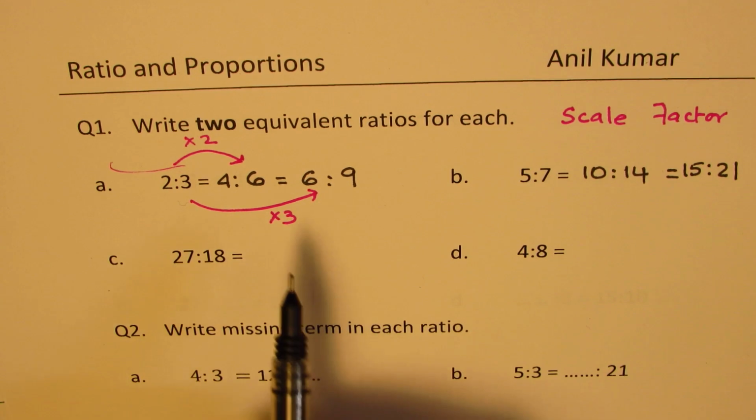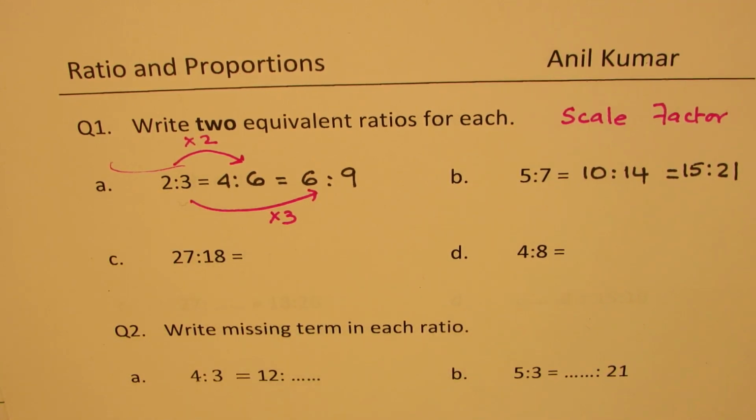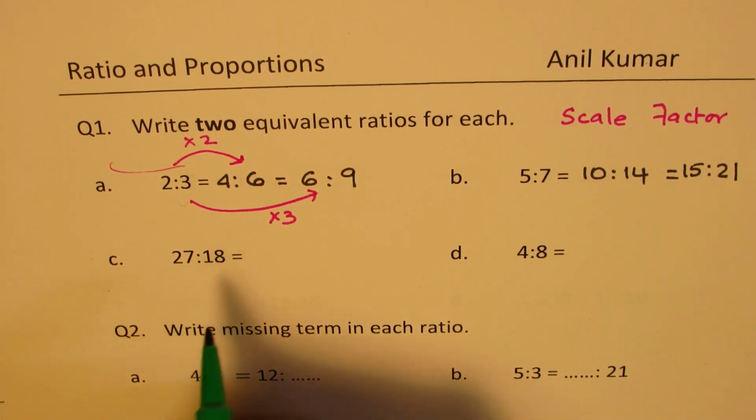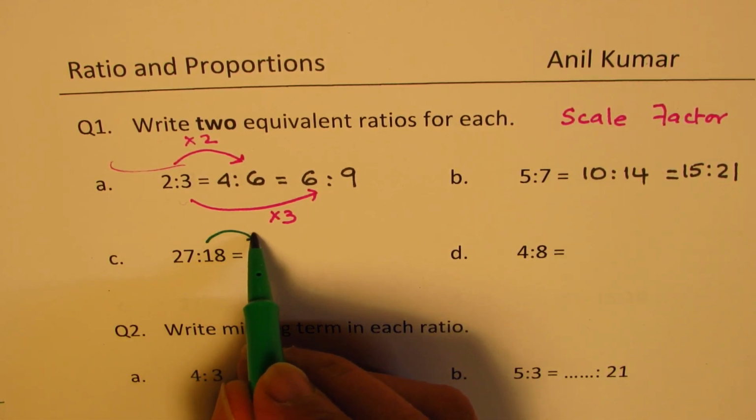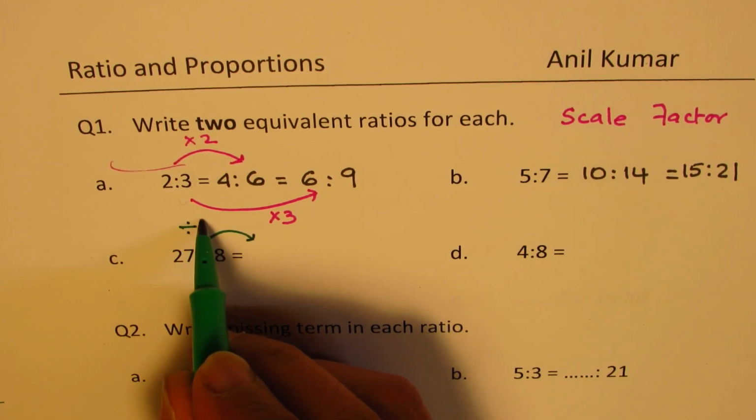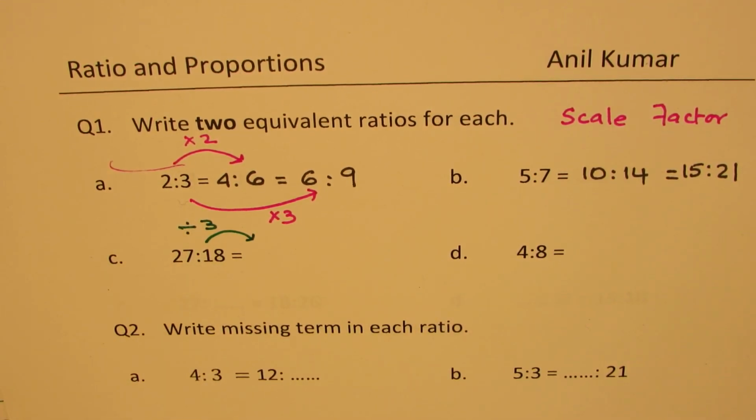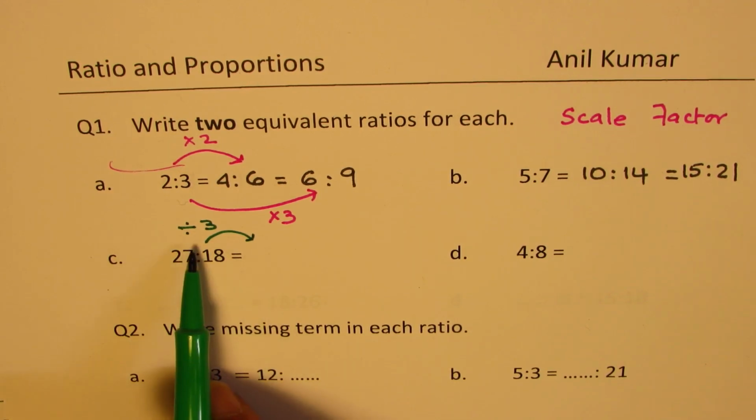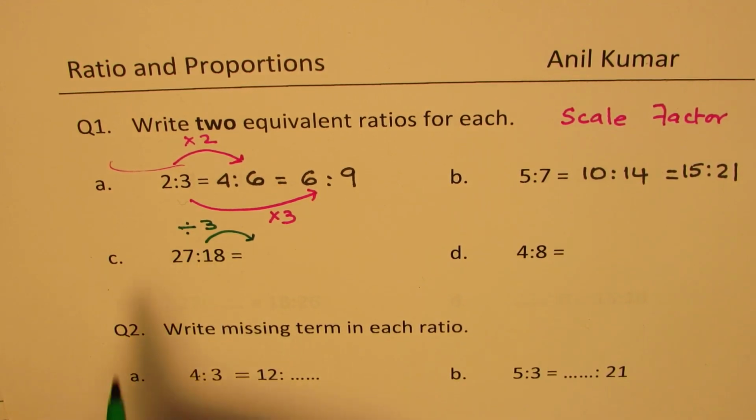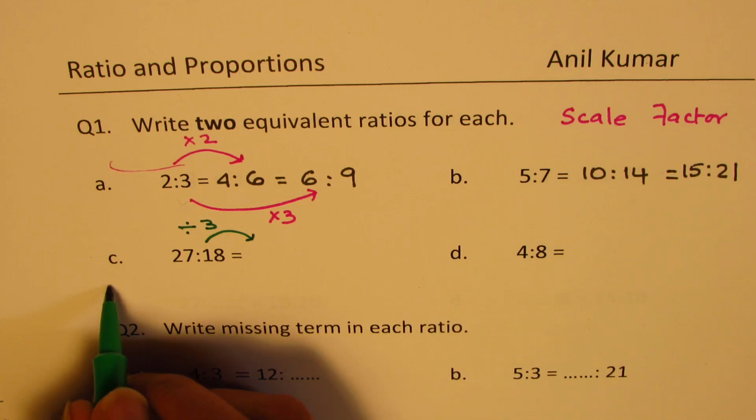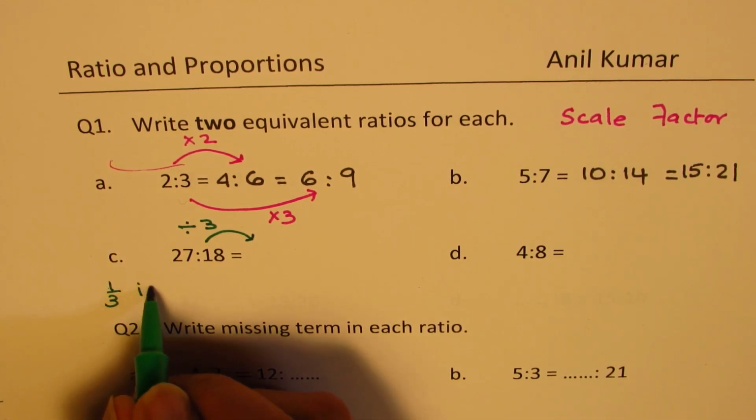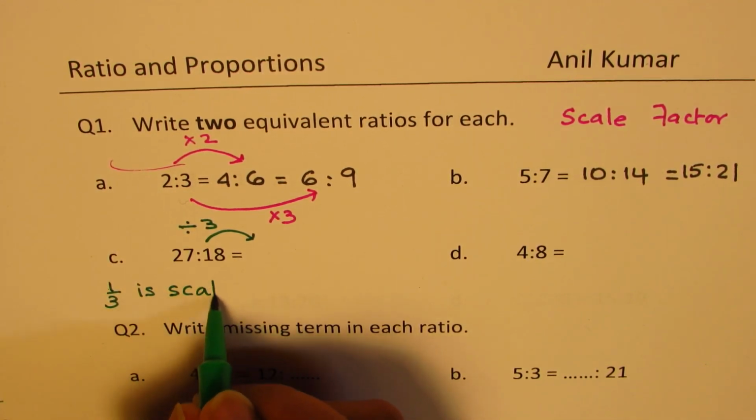Now it is not necessary that you always multiply. You could sometimes divide also. In fact, we normally divide to get the lowest terms or the simplified form. So these two numbers we could actually divide by 3, right? And then get equivalent forms also, right? So here the scale factor is 1 over 3. So in this case 1 over 3 is the scale factor.